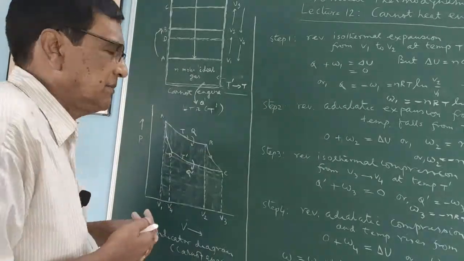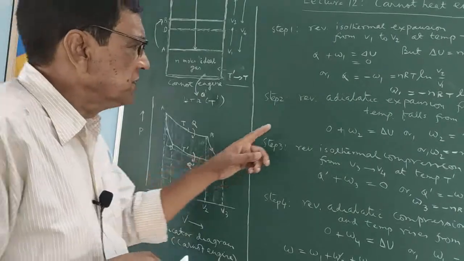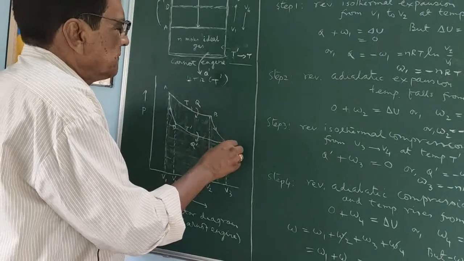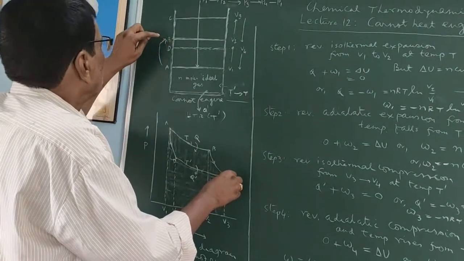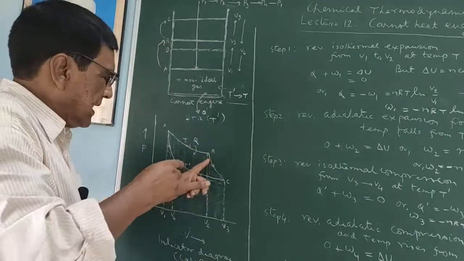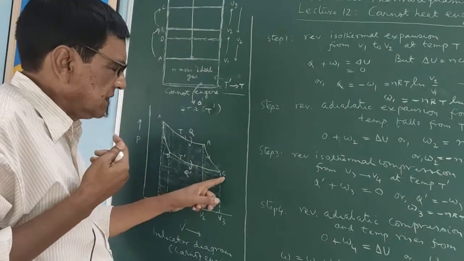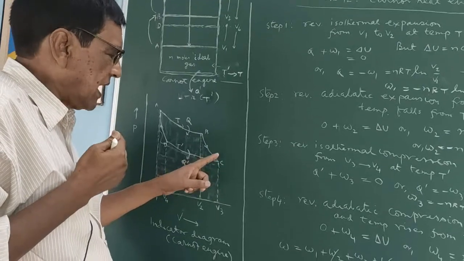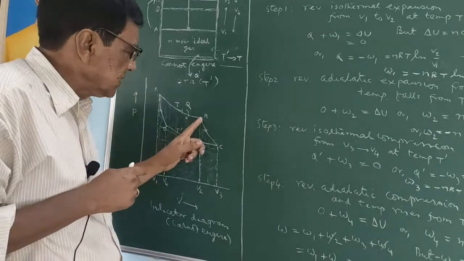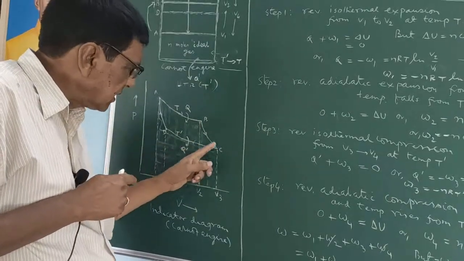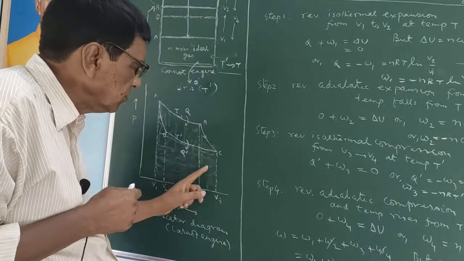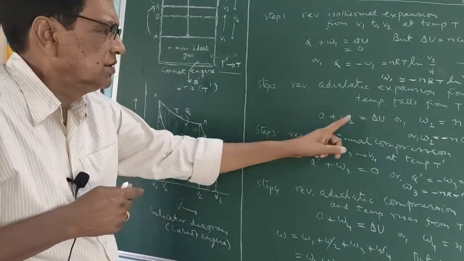Pressure times volume. And for this second step, W2, B to C, it is the reversible adiabatic expansion. Volume is increasing. So the area under this curve will give you the magnitude of this W.